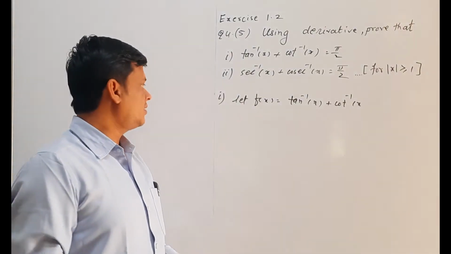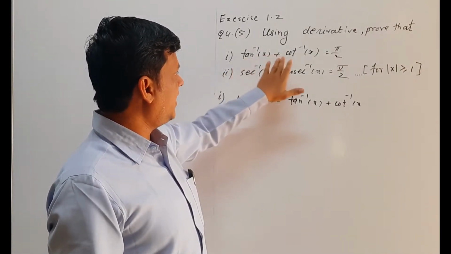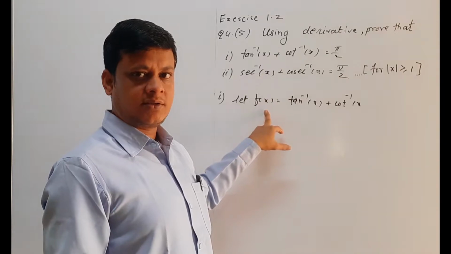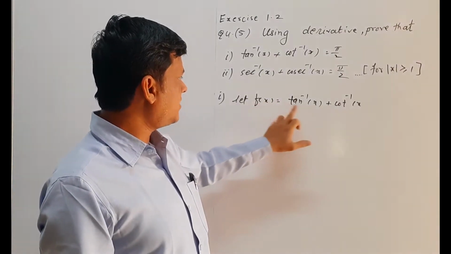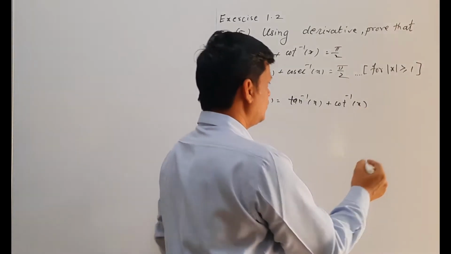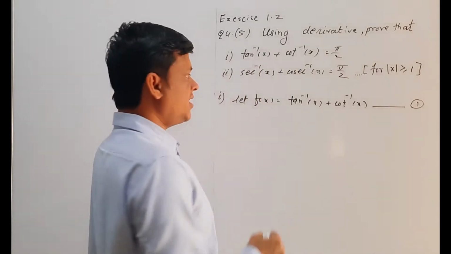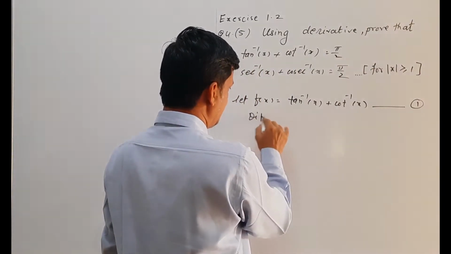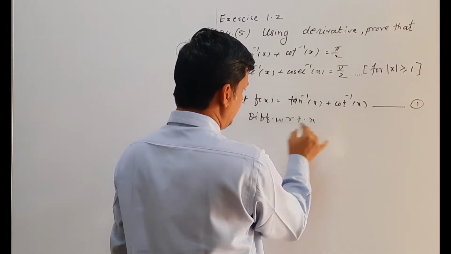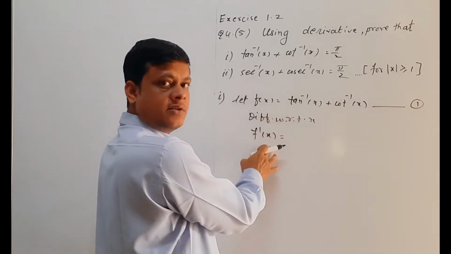Now see the solution of the first sub-question. We consider this LHS as function f of x. So we write, let f of x equal tan inverse x plus cot inverse x. We denote this function as equation number 1. We differentiate this function with respect to x. We get the derivative of f of x as f dash of x.